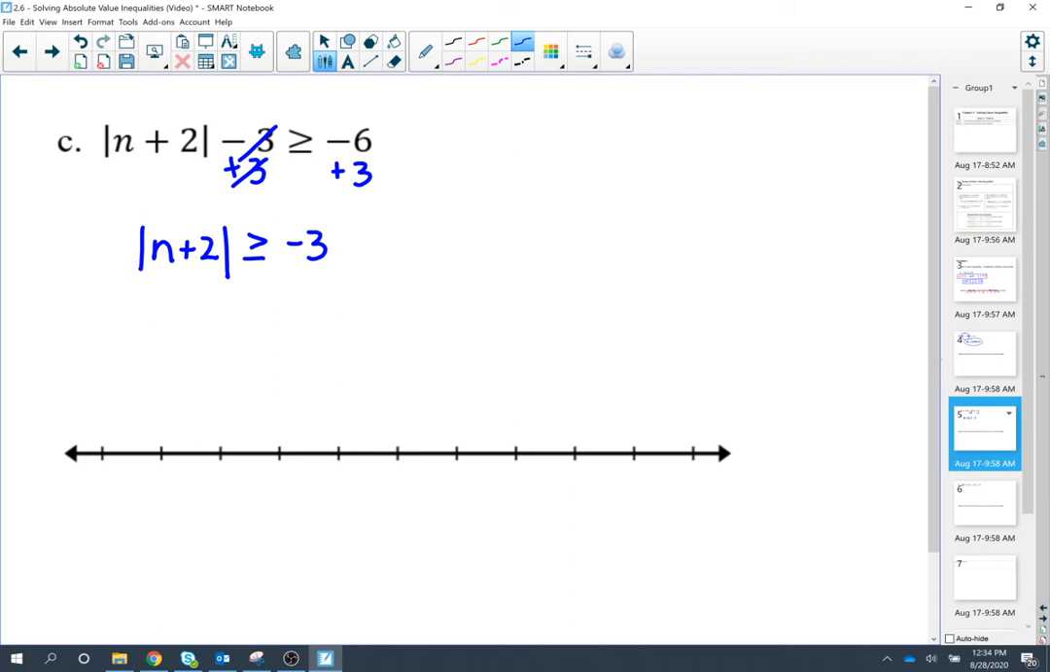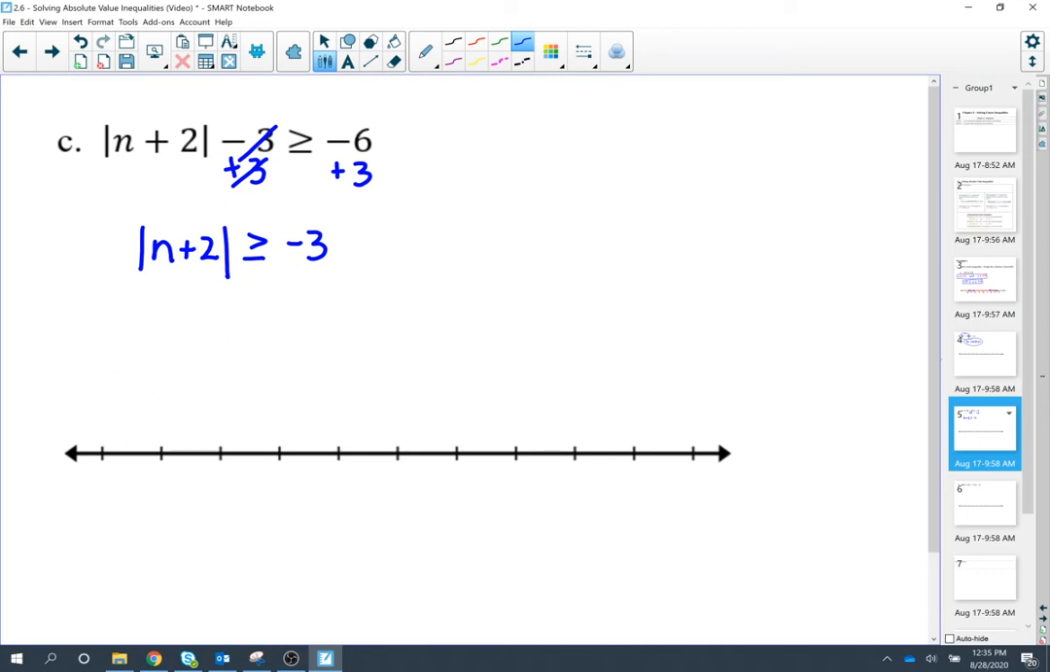Now, this time I once again see a negative over here. That kind of concerns me. And I'm saying, okay, the absolute value always has to be positive. So if I'm comparing absolute value to a negative number, that's kind of a concern. But this time it's saying the absolute value, the distance between some number and 2, has to be greater than or equal to -3.